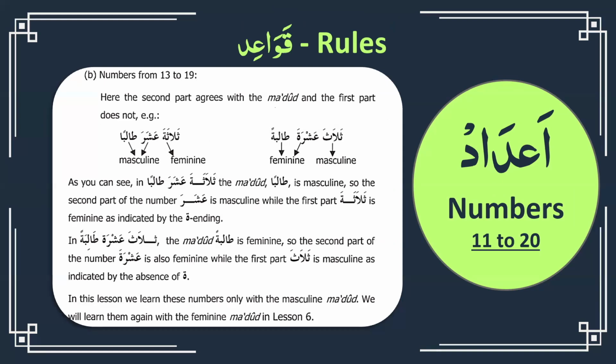So the first part of the number, thalathata ashara, the thalathata will be in the feminine form and the ashara will be in the masculine form. However, when you're talking about female students, the first part of that number in Arabic will be in masculine, which is thalatha, and then the second part will be in the feminine sound, which is asharata.